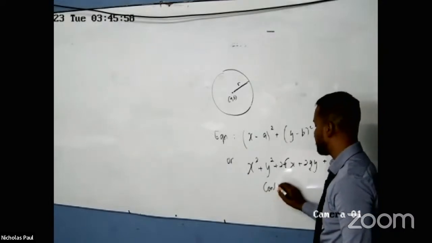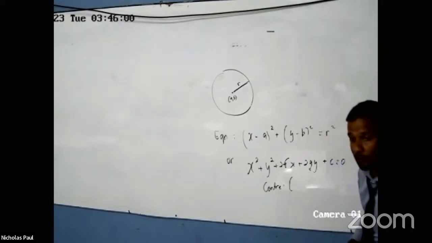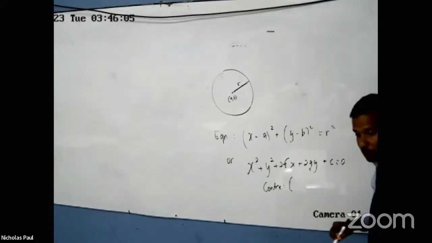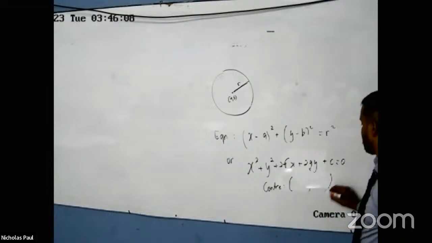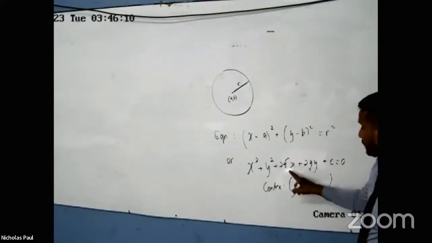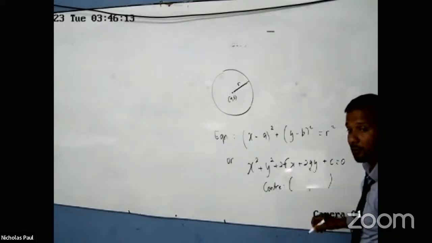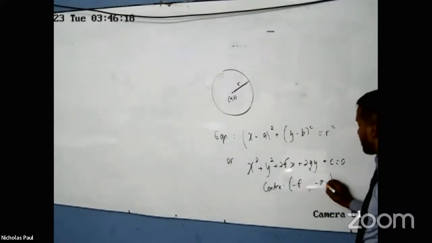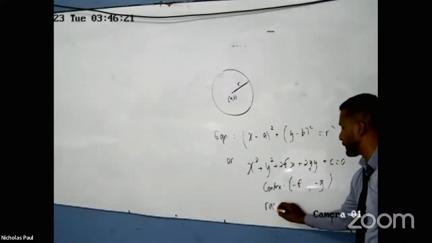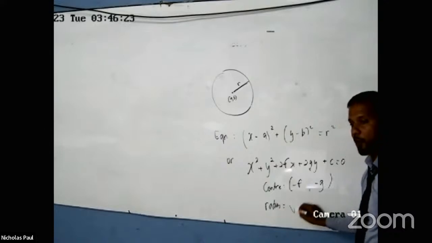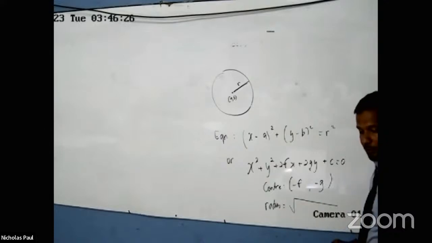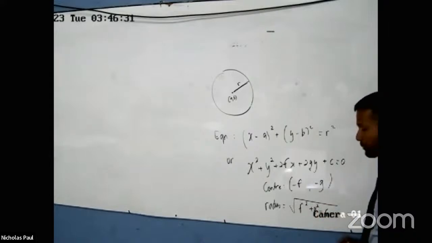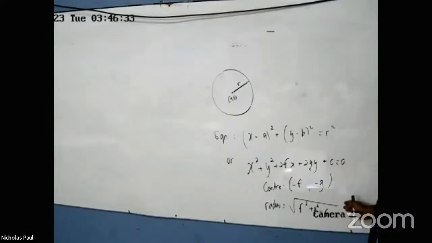Remember what the center is? If you have this form, the center is what? Minus f and minus g. Right? And your radius is what? The square root of f squared plus g squared minus c. So these are the 2 forms that we looked at.